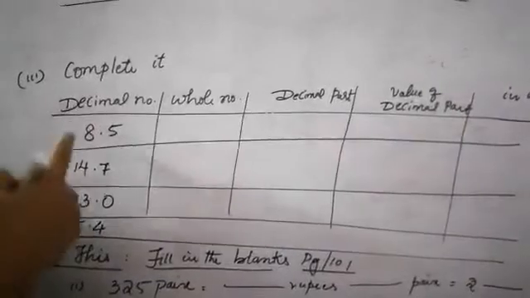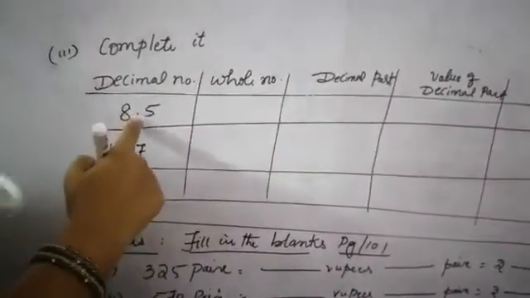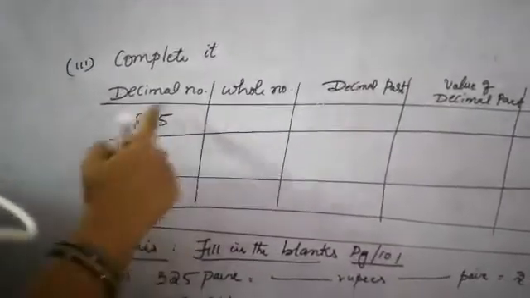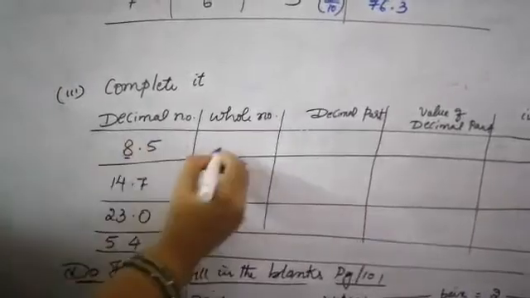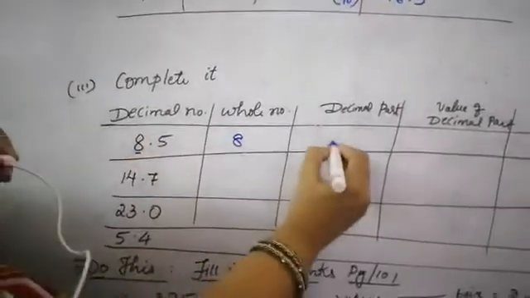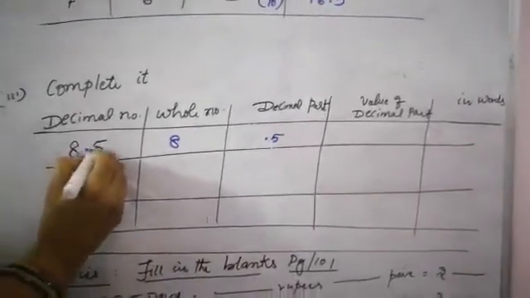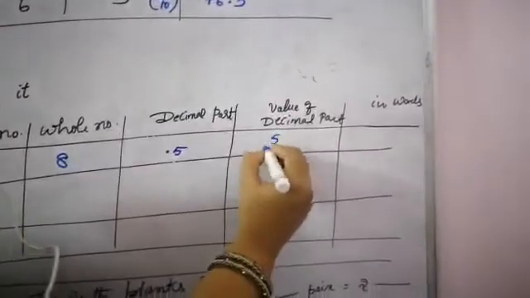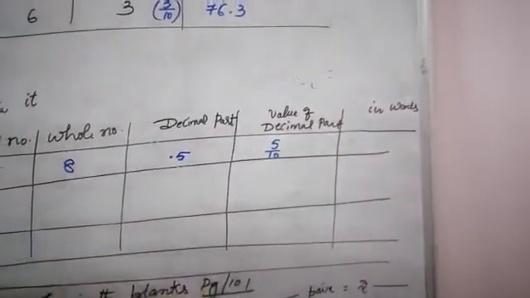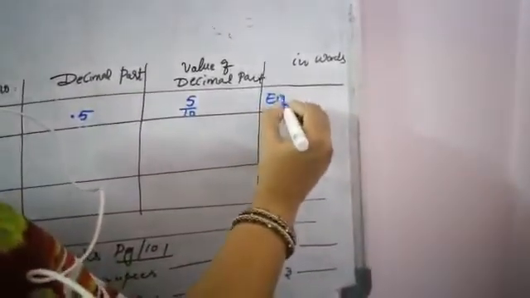Complete the following table. Here the decimal number is given. Whole number. In this decimal number, what is the whole number part? 8.5. So what is the whole number part? First place, ones place. 8 is the whole number and 0.5 is the decimal part, isn't it? 0.5 is the decimal part. Value of decimal part is 5 by 10. In words, how to write, children? 8.5. In words is asked.